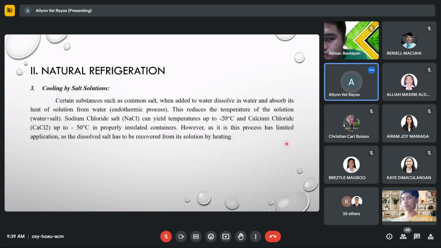Okay, so next we have cooling by salt solution. Can you give an example in this case? Because we also use it nowadays. The ice cream vendors. Okay, that is correct. Tama yun. So, can you please read this slide, Maria Lourdes? So that is one example.